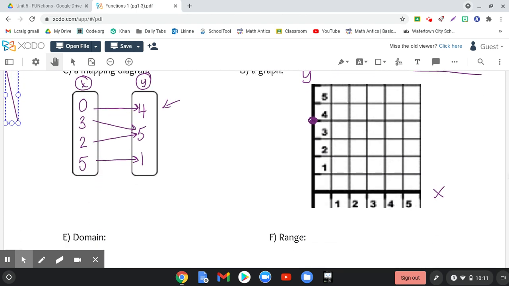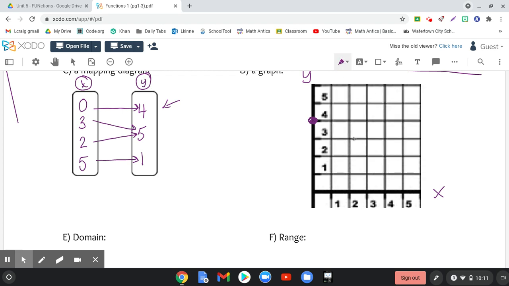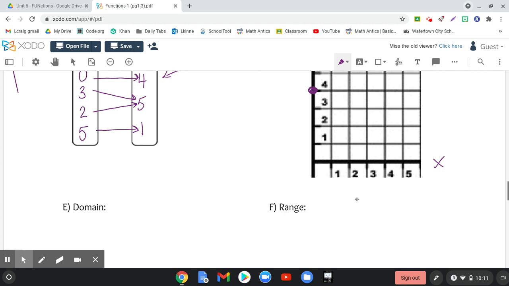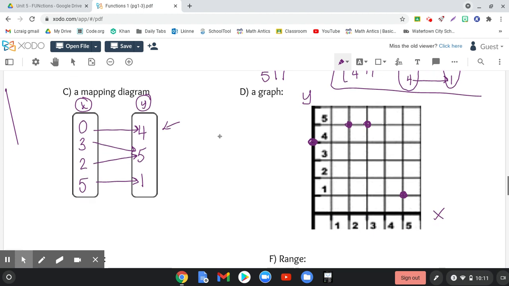All right, so let's go back to this. So 3 went to... 2, 5, 3, 5, and 5, 1. So 2, 5 is up here. 3, 5 is up here. And then 5, 1 over 5 up 1 right here. All right, so different ways to represent a situation.